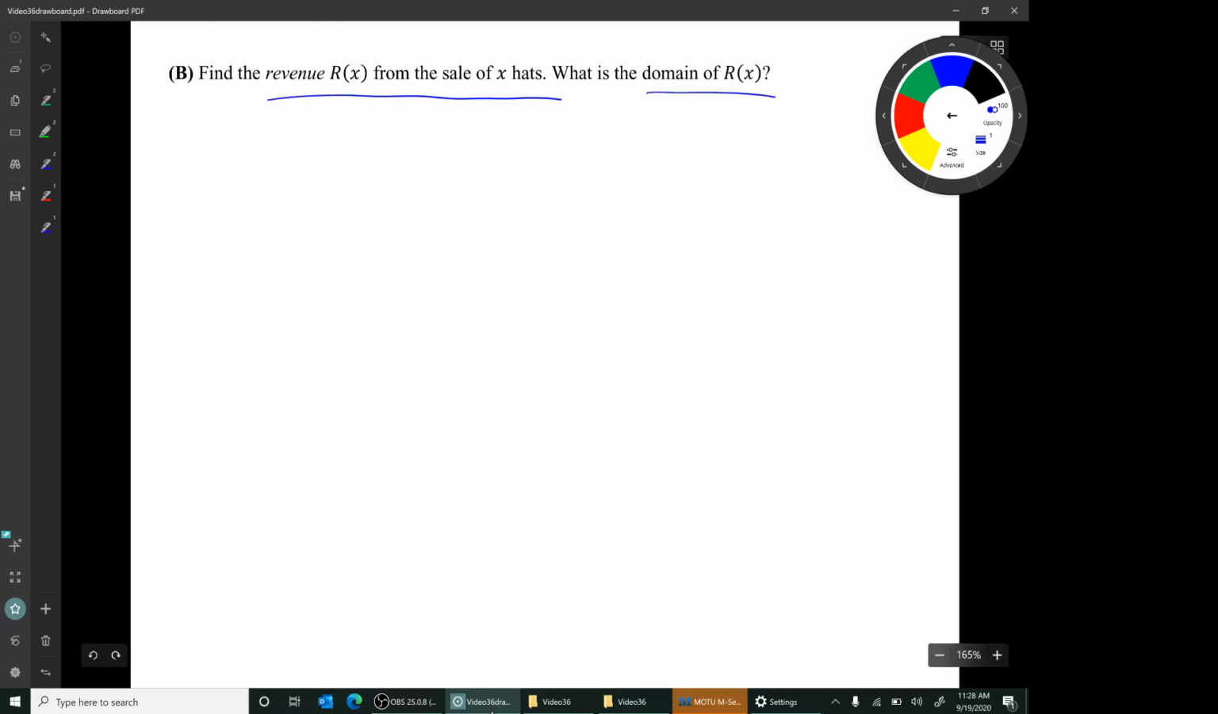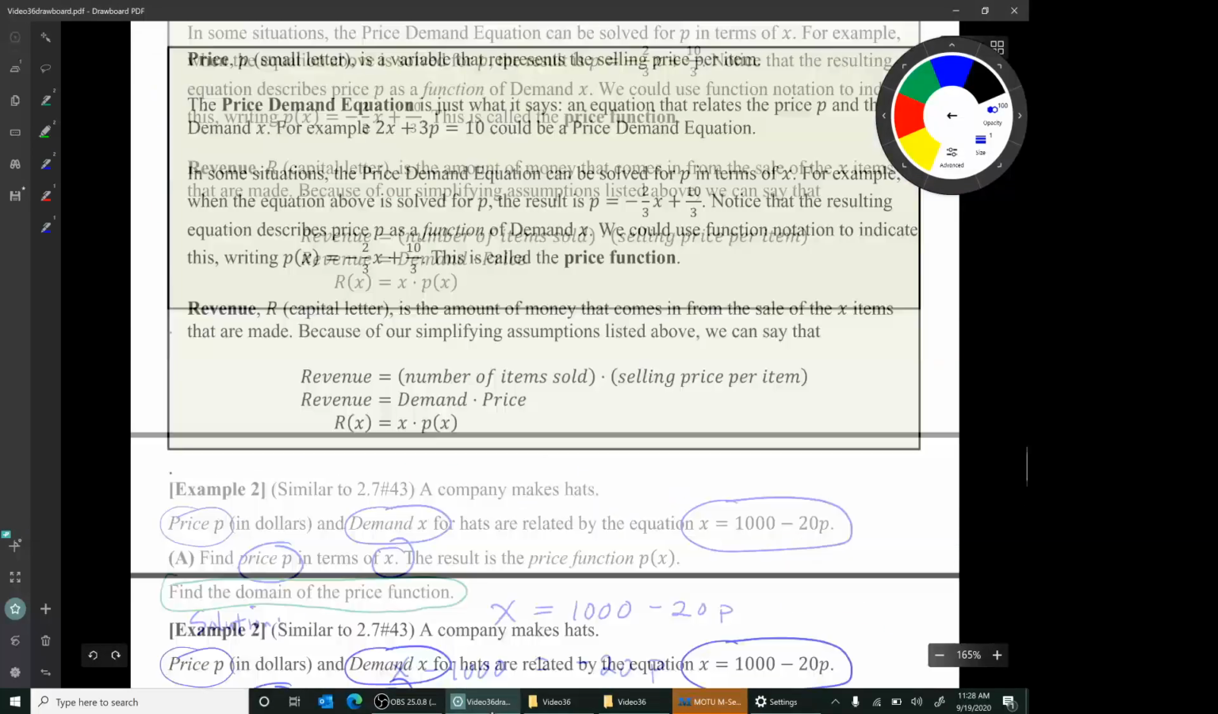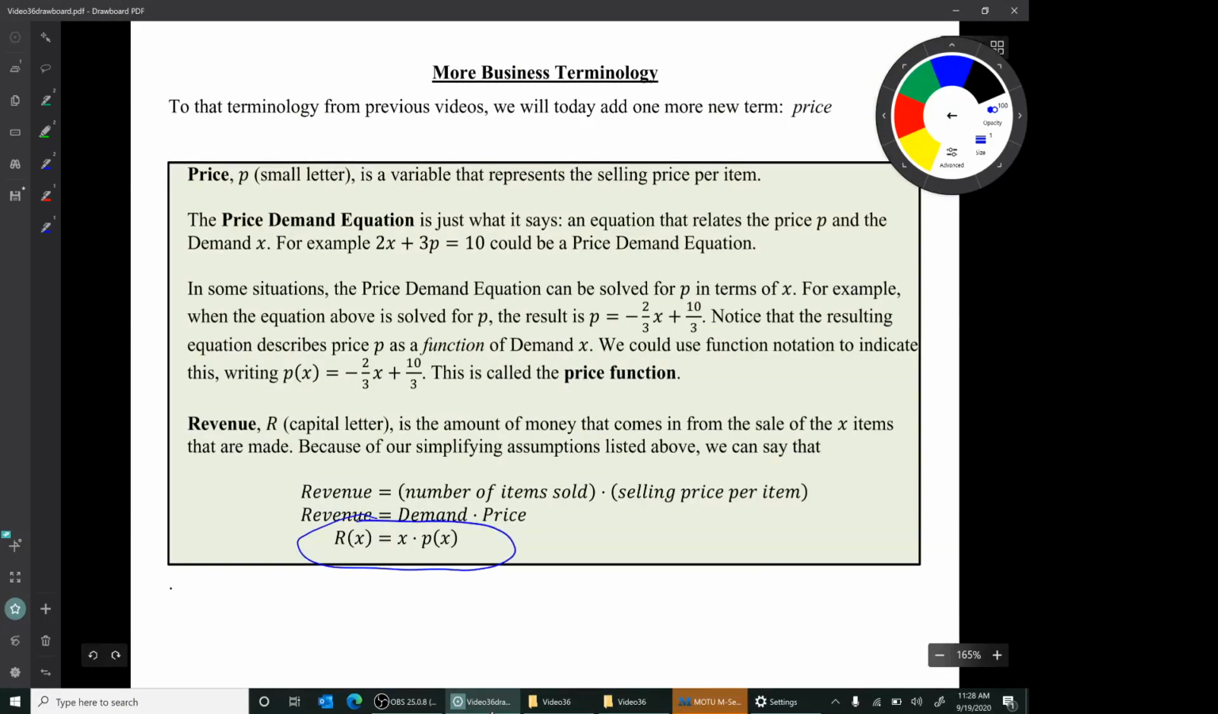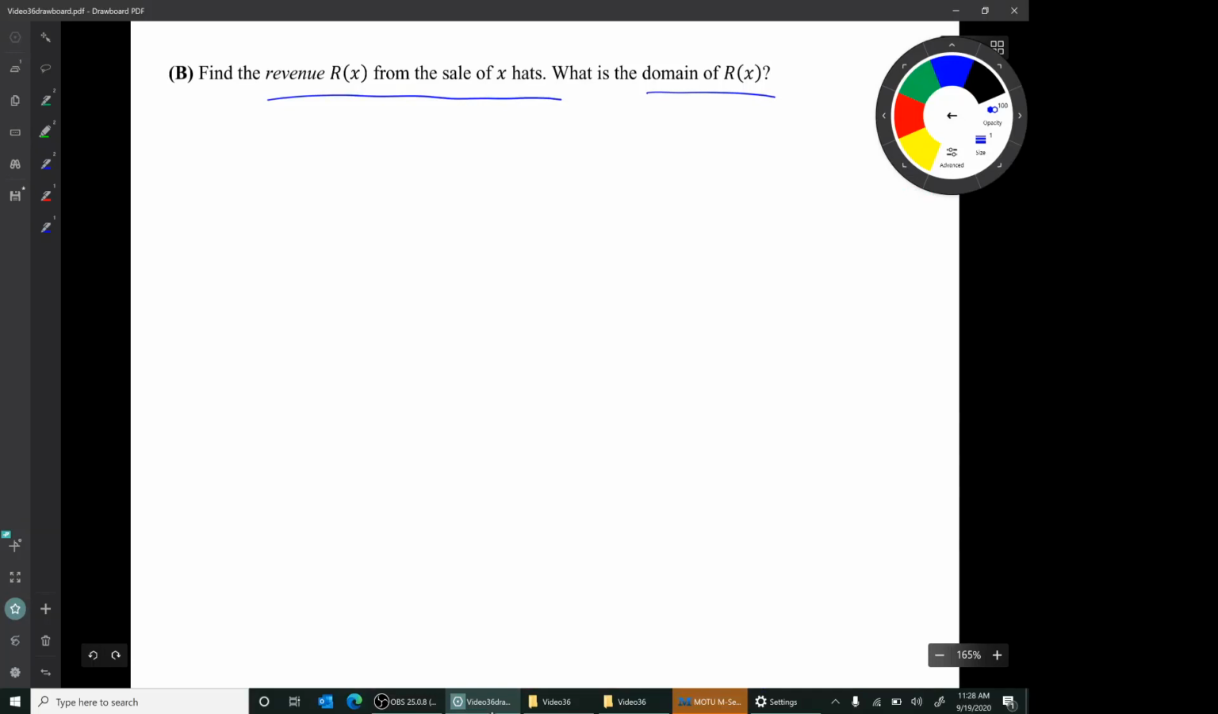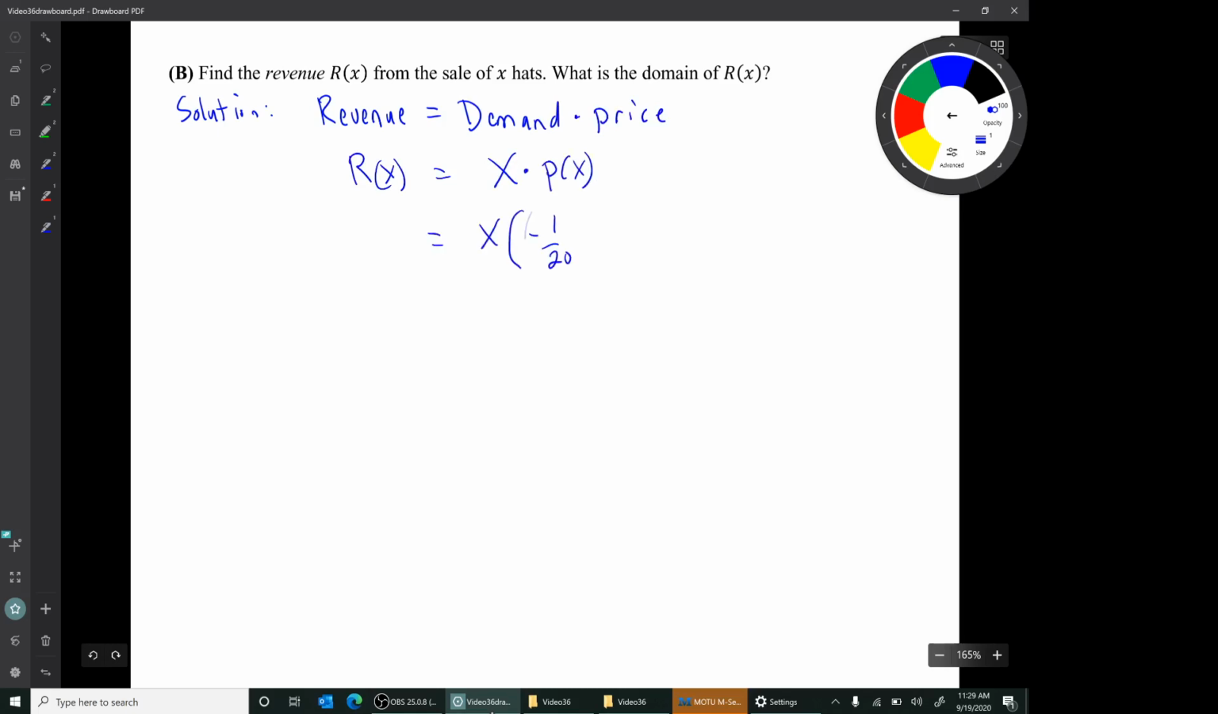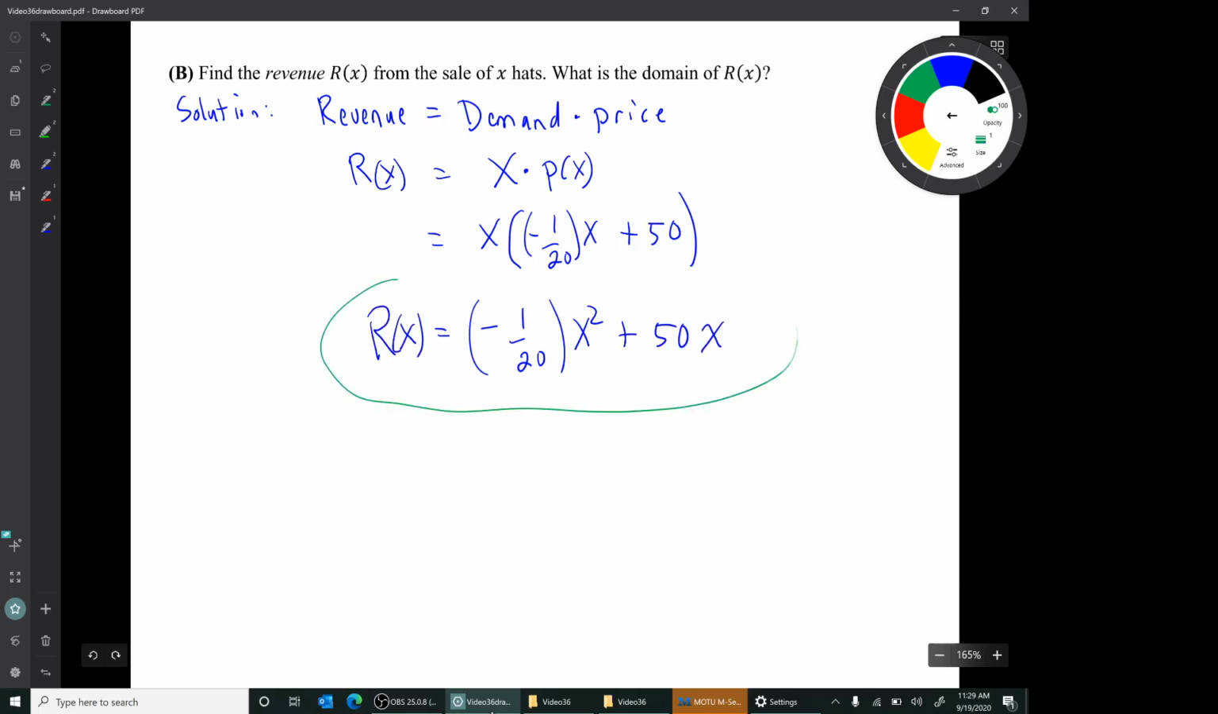And what's the domain of the revenue function? Well, to answer this, let's go back up and review what we know about revenue. Remember that revenue is x times p(x). It's the number of items sold times the selling price per item. So there's our resulting formula for the revenue function. It's this green circled thing.